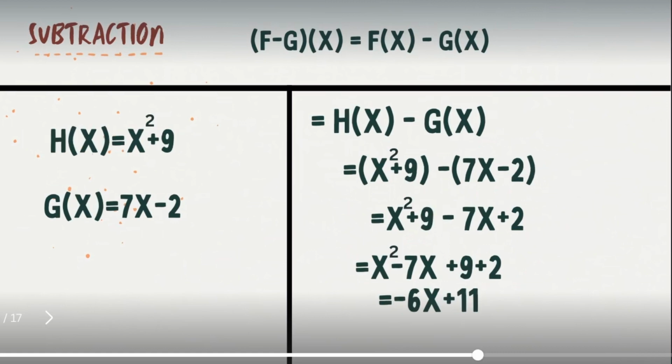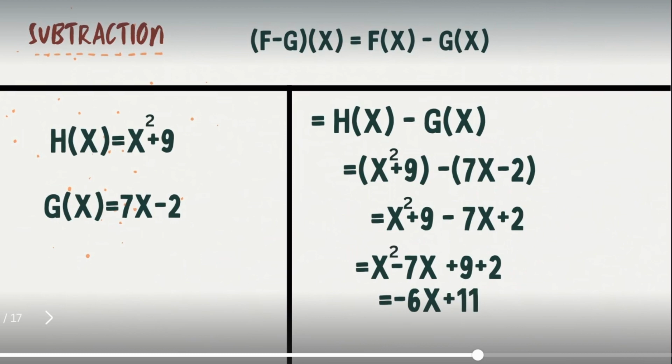Oh, here's another example, I'm sorry. H of x minus g of x. Okay. H of x is x squared plus 9, and then g of x is equal to 7x minus 2. Just like what we did earlier, we have to change the sign. X squared minus negative 2, that will be positive, so it will be x squared plus 9 minus 7x plus 2. Okay. X squared minus 7x plus 9 plus 2.